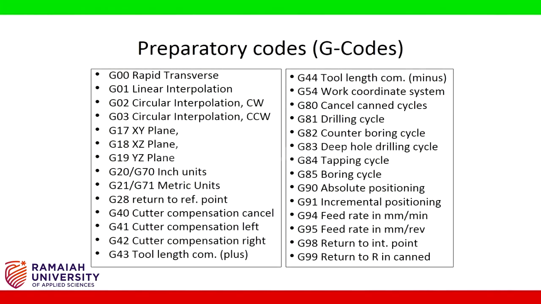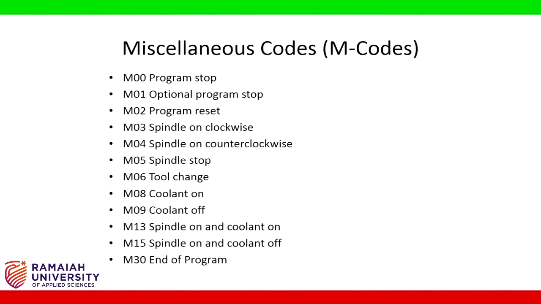Preparatory codes, that is G codes. Preparatory codes start from G00 to G99. These G codes are generally used for movement from one coordinate to another. The following G codes are used to write the part program. Miscellaneous codes or M codes: miscellaneous codes are used for initiating machine tool functions like start, stop, spindle movement, coolant on or off and optional stop. The following M codes are used to write the part program.